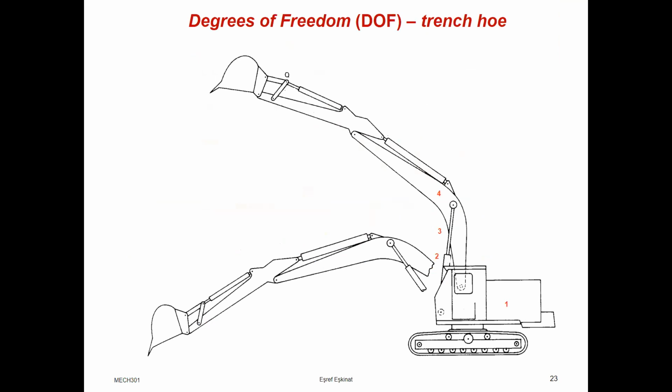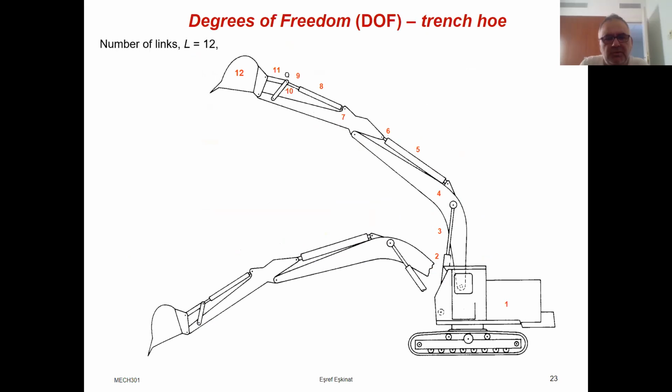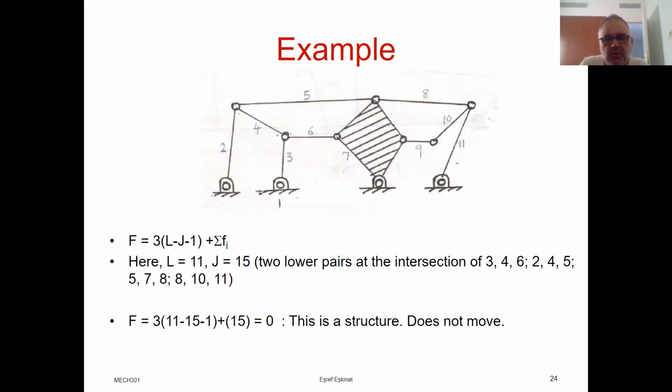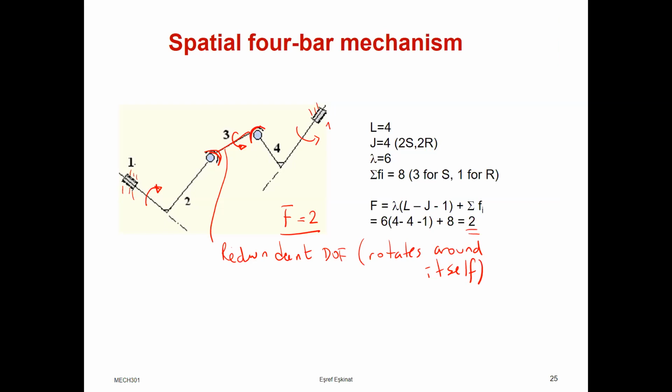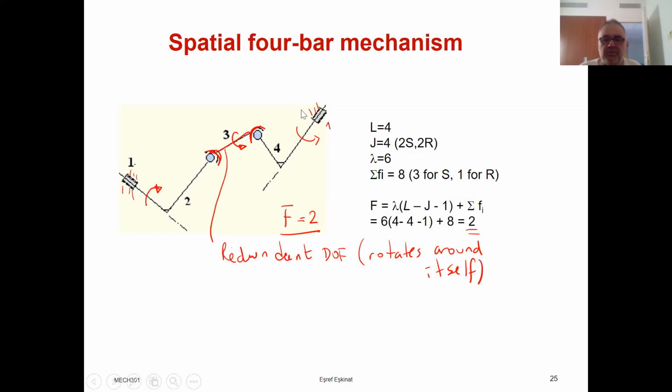Yes. But I showed you with the video that the spatial four-bar mechanism needs only one input. So the degree of freedom should be one. But there is also the rotating. We find that the degree of freedom equation shows that it is two, which is correct. Actually, the degree of freedom of this mechanism is two.